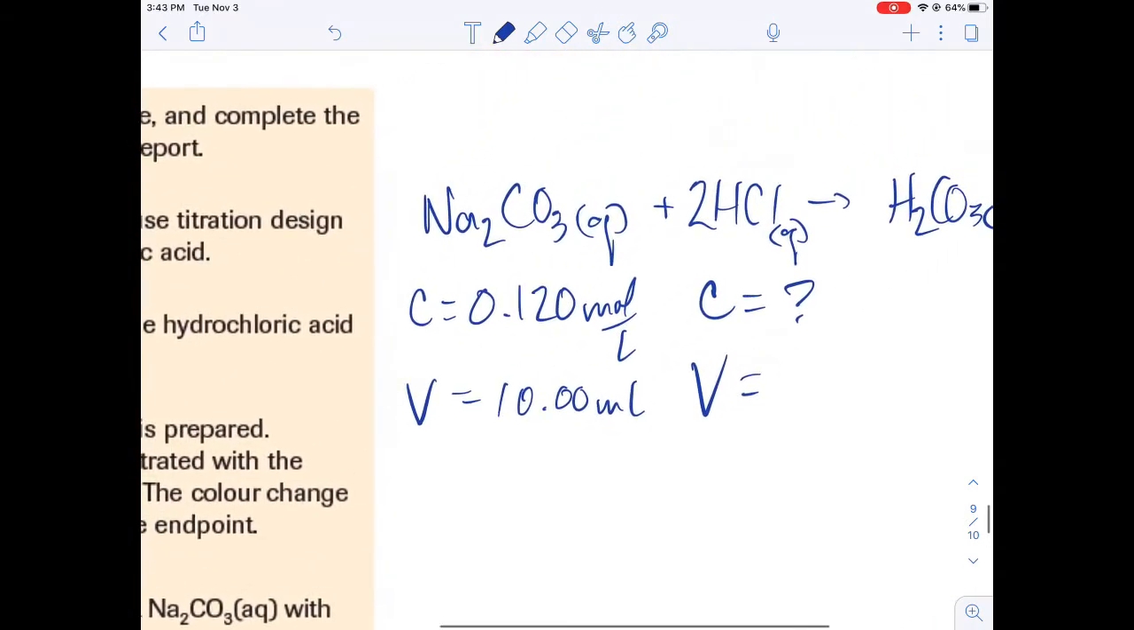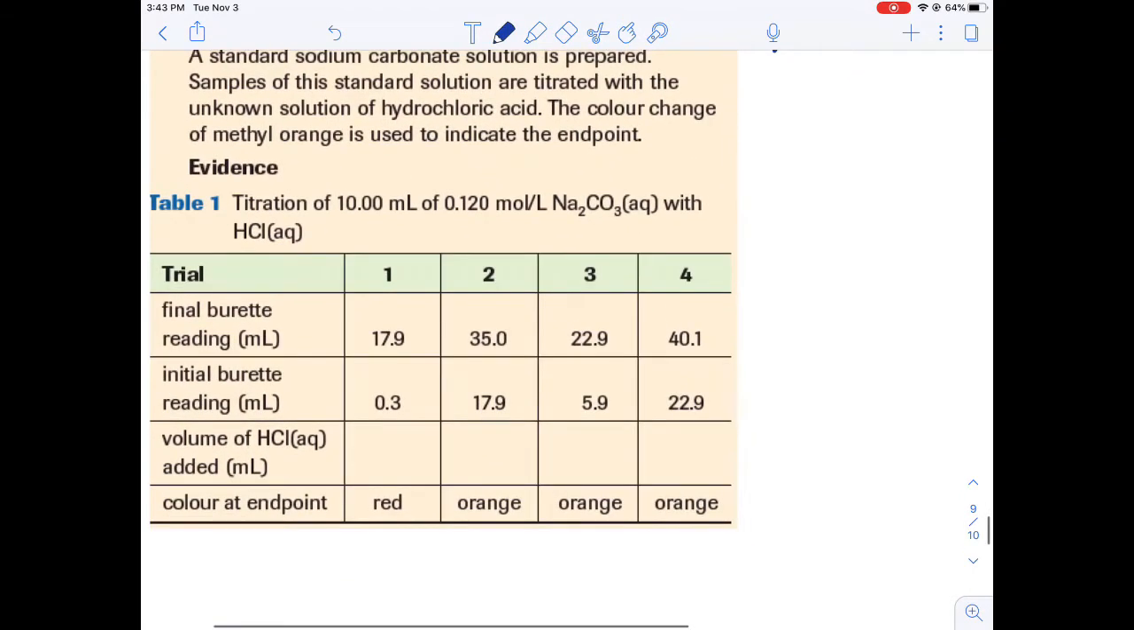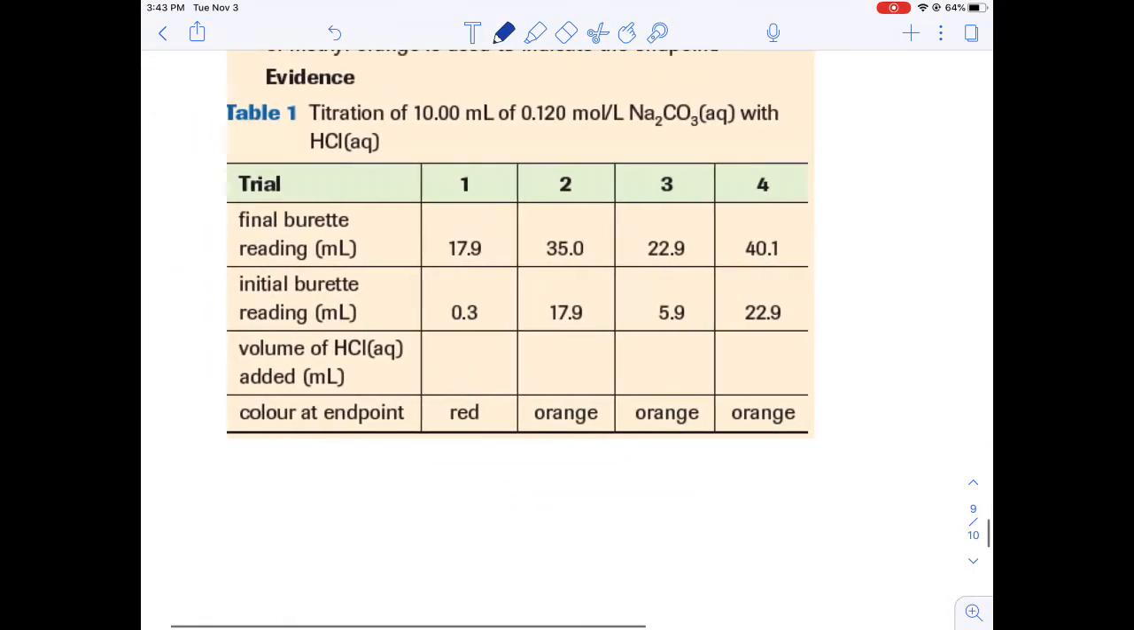So I've written out the reaction here, and I've organized the concentration of sodium carbonate, because it was given to me, as well as the volume. We want to find the concentration of hydrochloric acid, but we do not yet know its volume. So we need to look here, and we're going to subtract the numbers here.